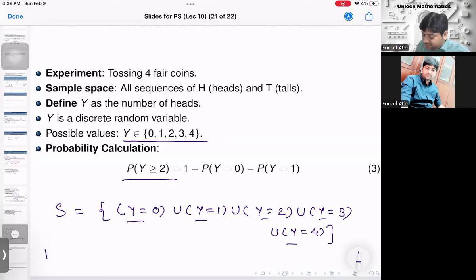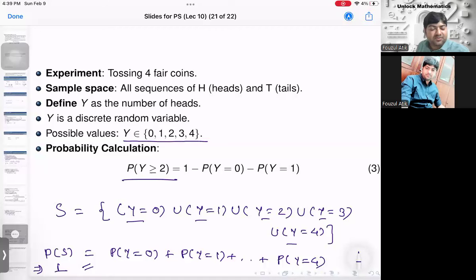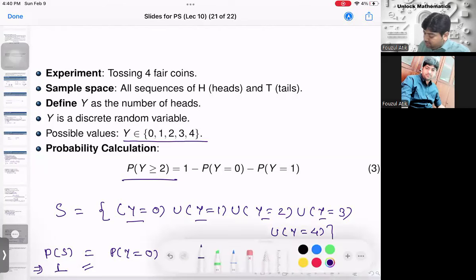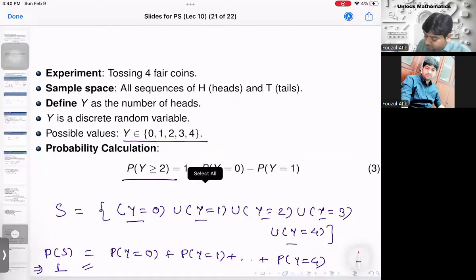So the probability of S is the probability of their sum: P of Y equal to 0 plus P of Y equal to 1, like that up to P of Y equal to 4. But P of S is equal to 1, we already know. Then P of Y greater than or equal to 2 means what? It is 1 minus the rest, right? So we have P of Y greater than or equal to 2.